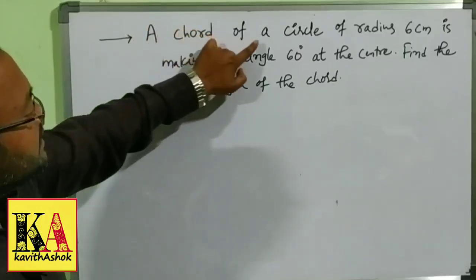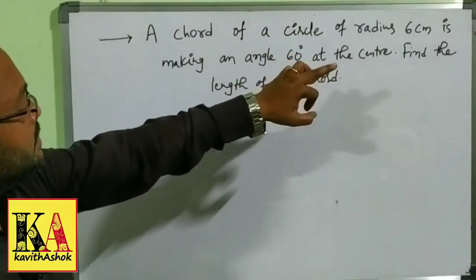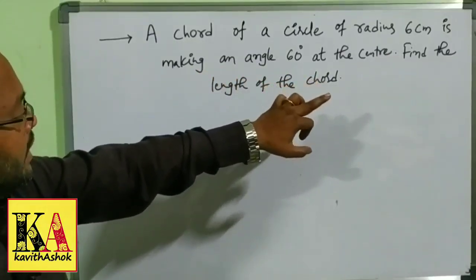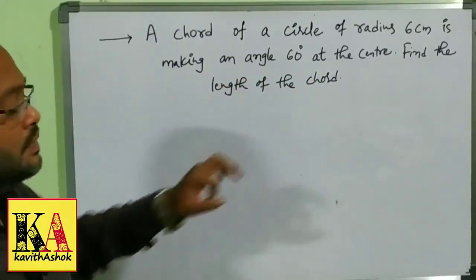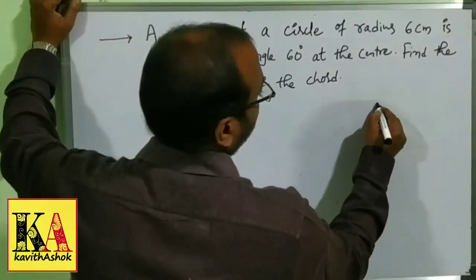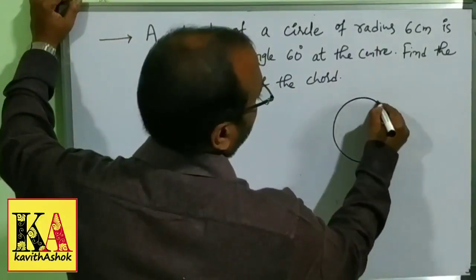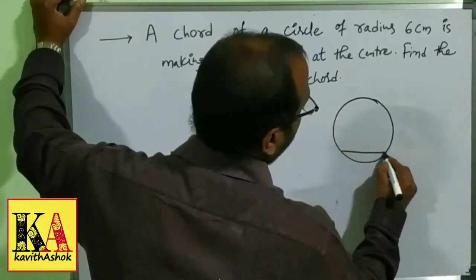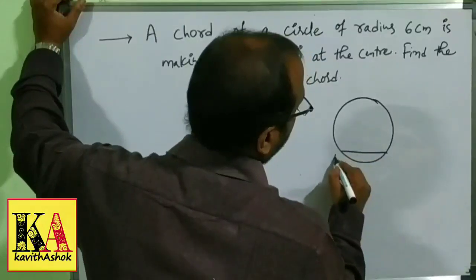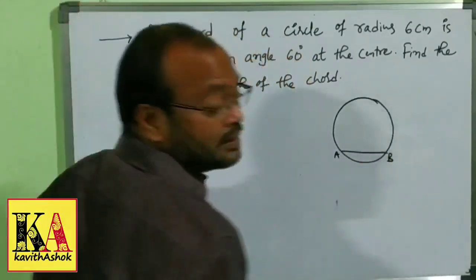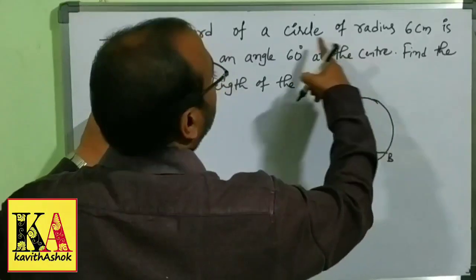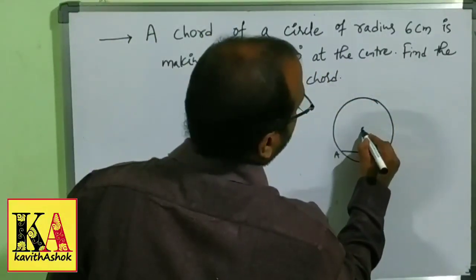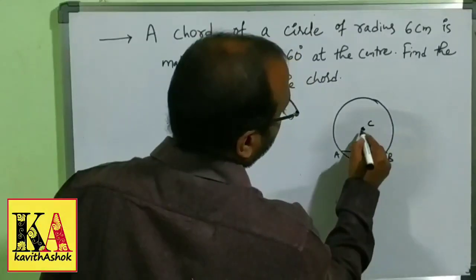A chord of a circle of radius 6 centimeters is making an angle 60 degrees at the center. Find the length of the chord. Right. We will take one circle here. What it says here, the chord of a circle. I am taking a chord here. This is a chord. Suppose this is AB. AB is the chord. This chord is making an angle 60 degrees at the center. So this is the center. I am taking C as the center.